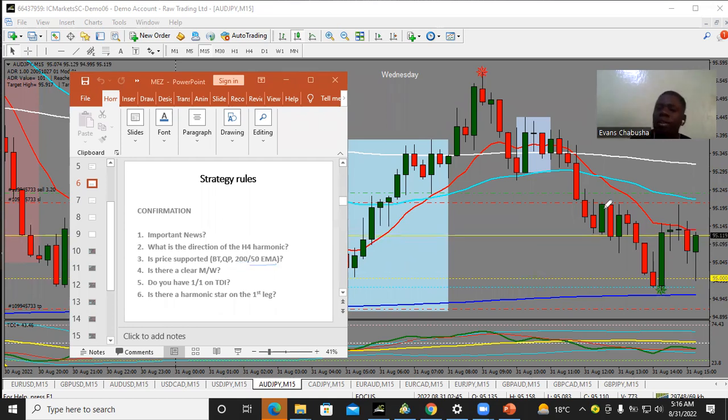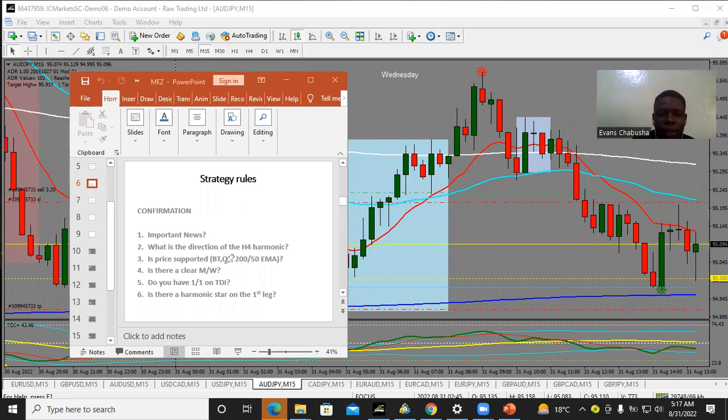EMA. Okay, so on my chart, this blue line here, which is following price, is my 50 EMA, exponential moving average. Then the white line there is my 200 EMA. Then the red line here is my 13 EMA. So is price supported? If you look at this price here, it is supported on the 200 EMA. You see?